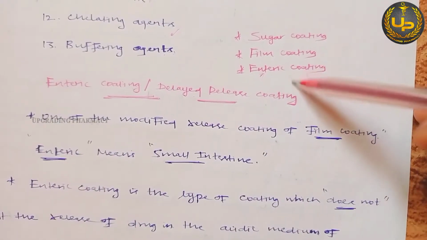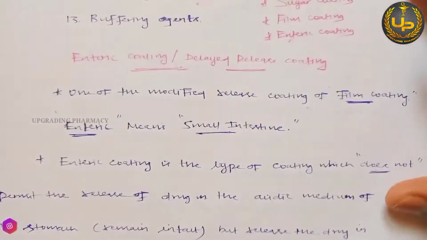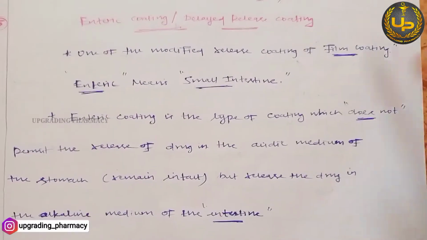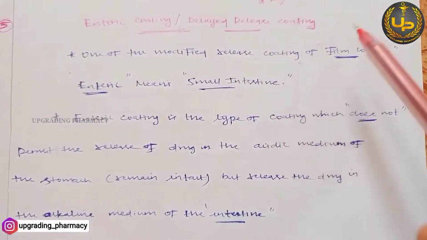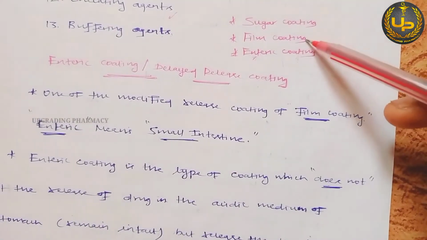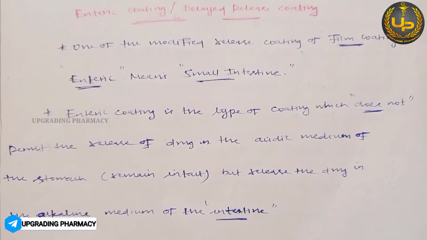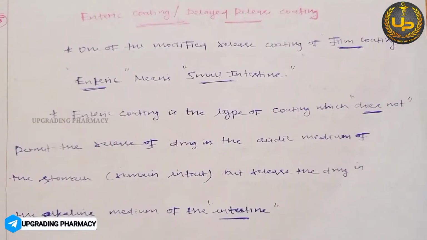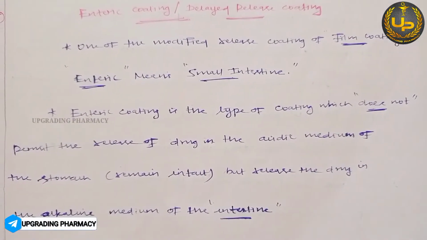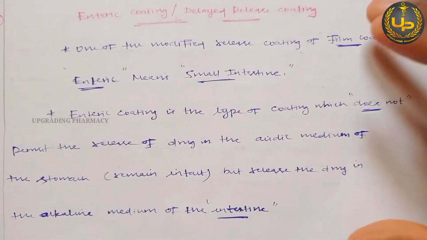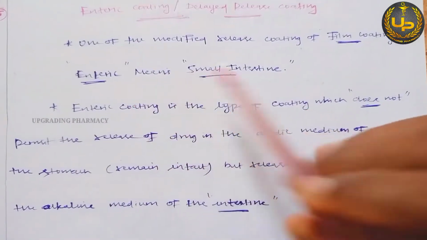Next we can discuss enteric coating in detail. Enteric coating, or delayed release coating, is one of the modified release coatings of film coating. The modified version of film coating is called enteric coating. Film coating only increases the stability of the drug, but enteric coating modifies the release of the drug from the tablet. Enteric means small intestine.